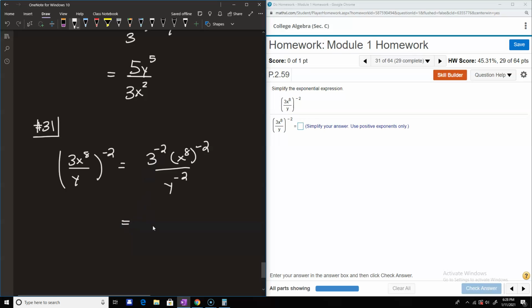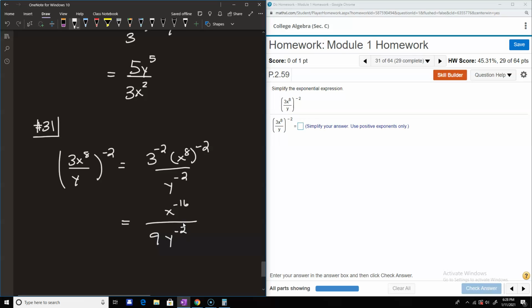3 to the negative second is, well, that's going to go to the denominator for now. So we'll have x to the negative 16th. 3 squared would be 9, but it's a negative, so that's going to put it in the denominator. So we're going to have 9 there, and then y to the negative second.